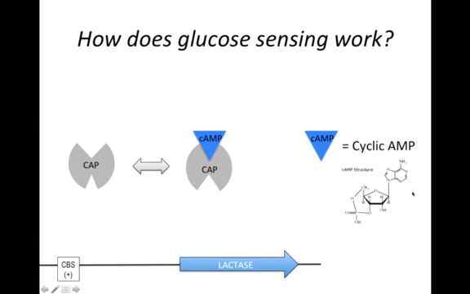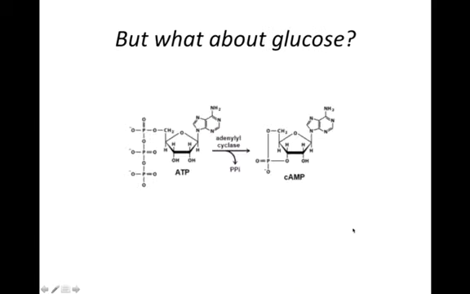Cyclic AMP is this molecule right here, and it is mostly produced by an enzyme called adenylyl cyclase, which converts ATP into cyclic AMP. It turns out that in the presence of glucose, this enzyme is blocked. What that means is that we do not produce cyclic AMP. So when there is glucose, there is not cyclic AMP, and when there is not much glucose, there is more cyclic AMP.